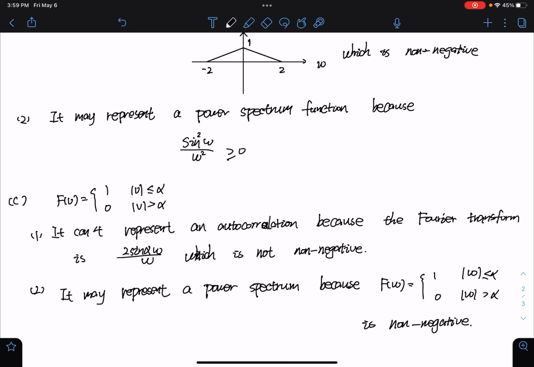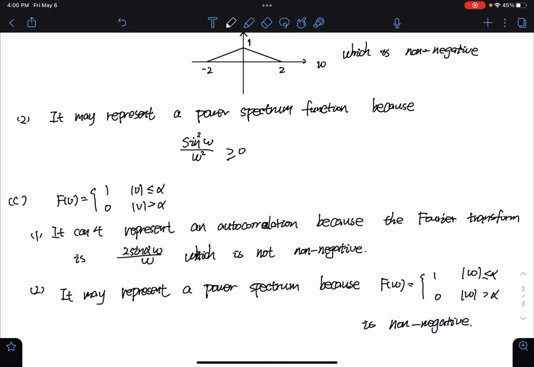It is true that big F(v) is even and non-negative, but the Fourier transform of big F(v) equals 2 times sine alpha omega divided by omega, which is not non-negative, because if we choose omega to be certain values, we get a negative part.